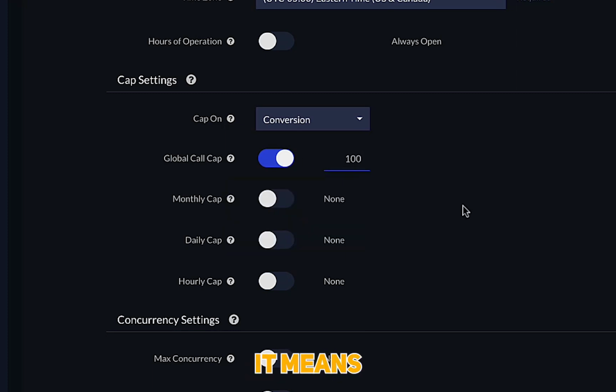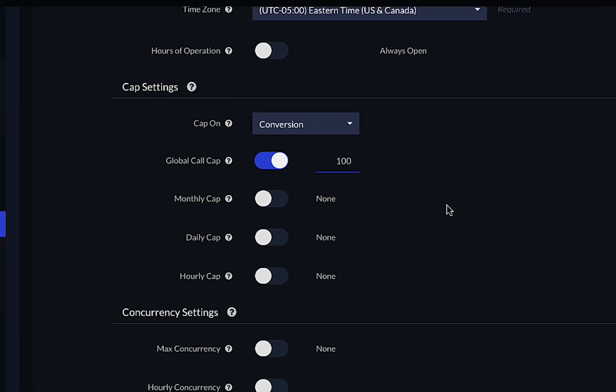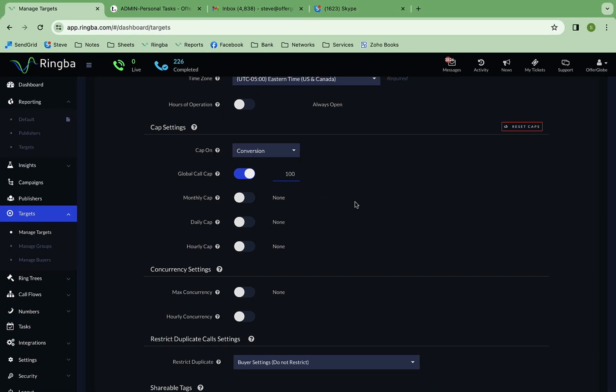By global cap, it means that client will not get more than 100 calls irrespective of the time frame. Unless and until I remove this cap or I revise this cap, client will stop getting any call if the 100 converted call cap is reached. Such types of caps are set when client wants to test X number of calls irrespective of the time frame.